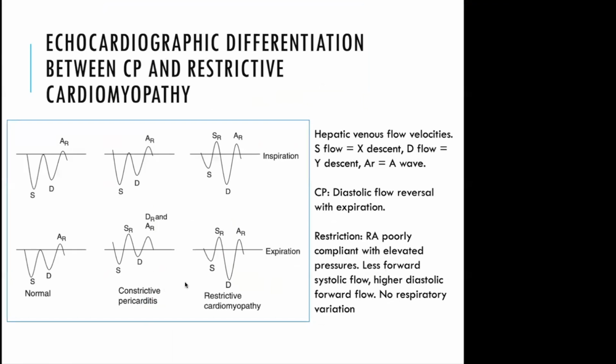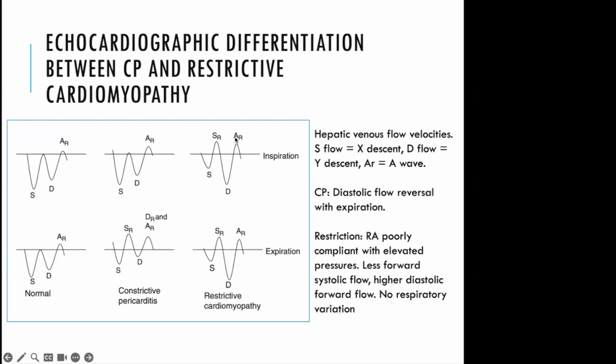Another way to differentiate constrictive pericarditis and specifically restrictive cardiomyopathy is through echo, and that's using our hepatic vein flow with respiration. Just as a reminder, the S corresponds to systolic flow, which corresponds to the X descent on the right atrial tracing or atrial relaxation. The D flow or diastolic flow corresponds to our Y descent or atrial emptying, and our A reversal is essentially our atrial contraction.